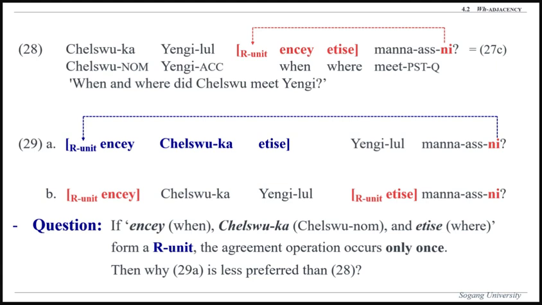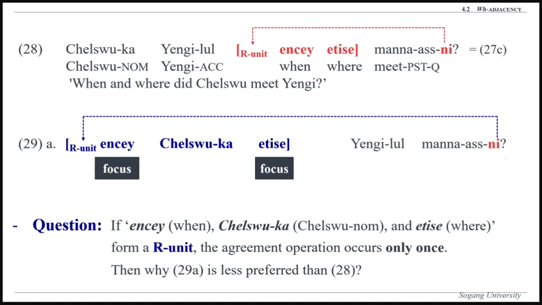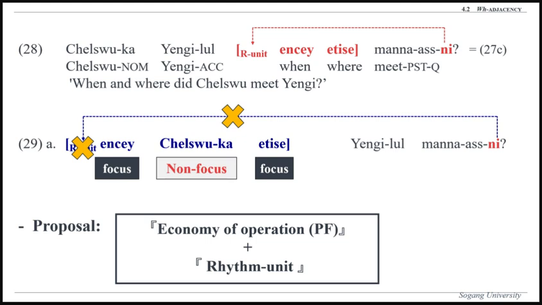The answer to this is simple. The WH elements 언제 and 어디서 are focuses. However, 철수가 is not the focus. Then they cannot form a single rhythm unit and the one-time operation is impossible. Therefore, 언제 어디서 in 28 is more preferred than 언제 철수가 어디서 in 29A. Like this, the WH adjacency in Korean is explained by considering the rhythm unit and the economy of operations at PF.